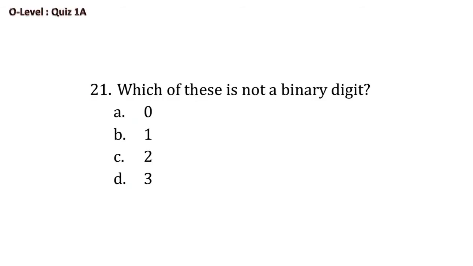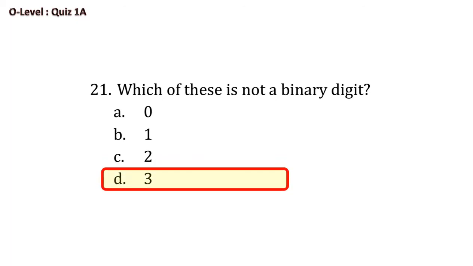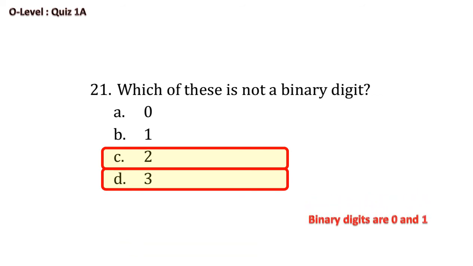Question 1 reads: which of these is not binary digits? Note that binary digits are only zeros and ones. Those are only two binary digits. So 2 and 3 here are not binary digits.